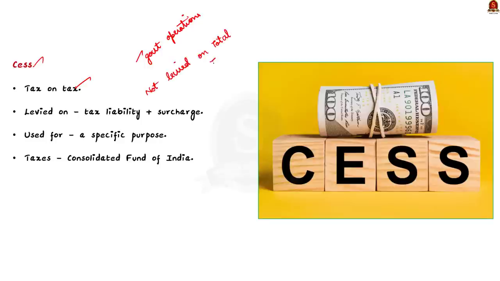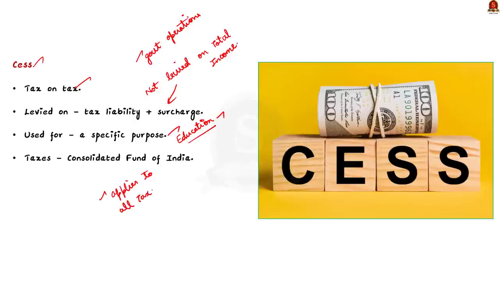Cess is only used for the specific purpose for which it is collected. For example, the Indian government collects a cess on education and it would be utilized for that specific purpose alone, that is education. Moreover, cess applies to all the taxpayers and the cess collected go to the Consolidated Fund of India. This is about cess.